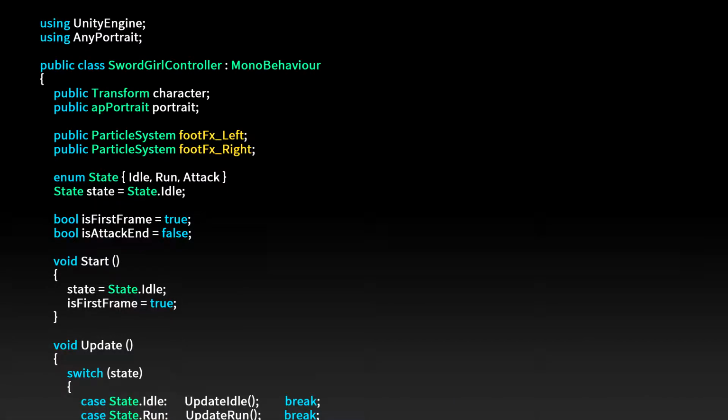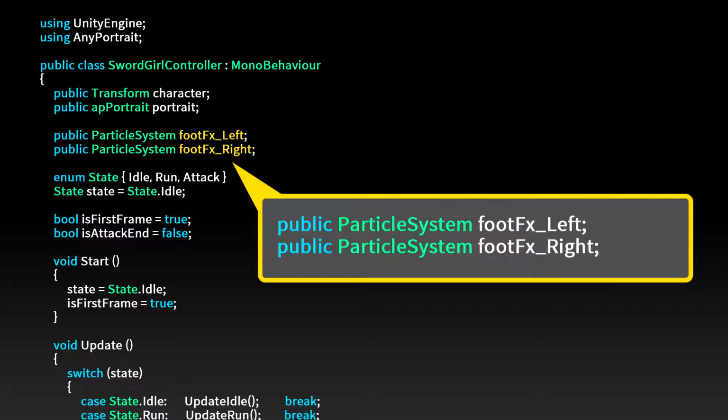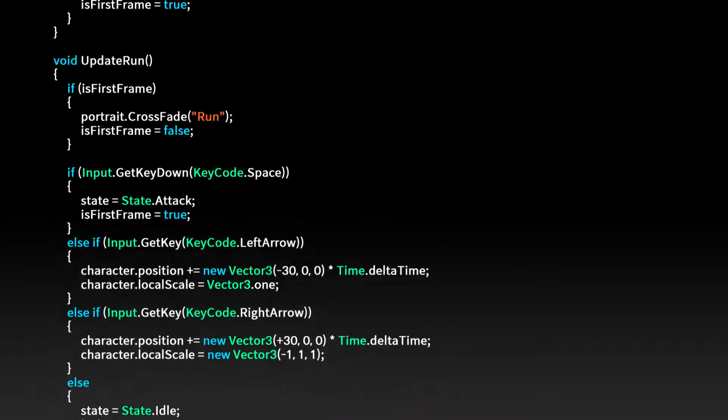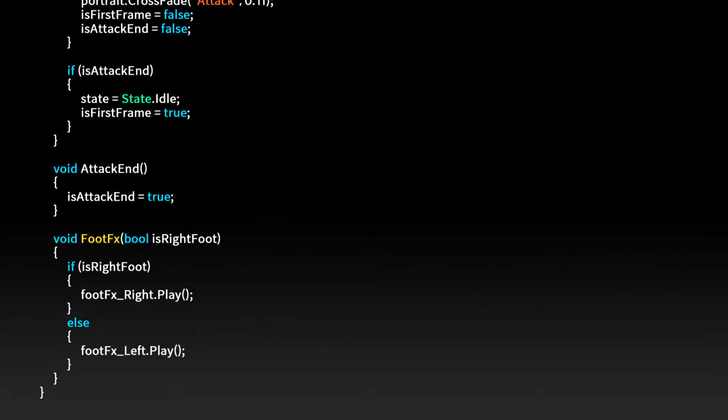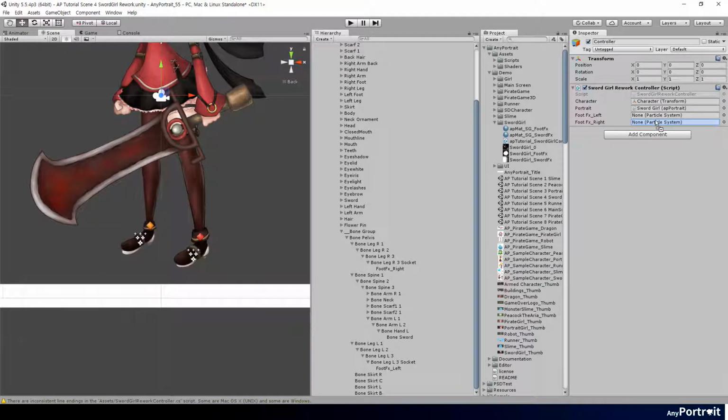Let's open the script we created in the previous tutorial. Declare 2 particle system objects as variables. Add a FootFX function with the same name as the animation event, and add the bool type as a function parameter. If the parameter is true, the effect should occur on the right foot, if false, the effect should occur on the left foot. Go back to Unity Scene and connect 2 particle effects to the script.